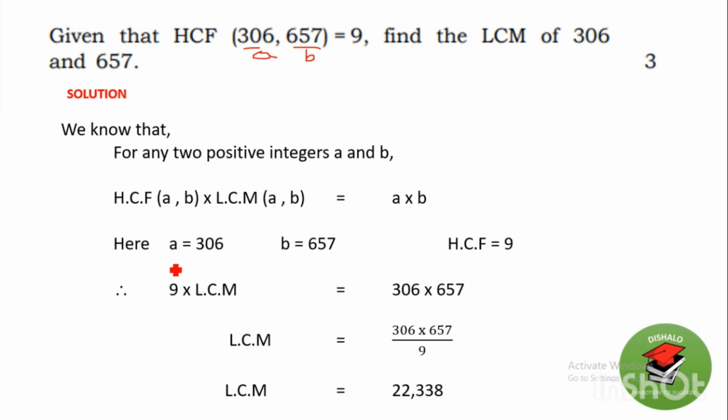So here A is 306, B is 657 and HCF is 9. So instead of HCF, write down 9 into LCM, which we don't know, equals A is 306, B is 657. Bring this 9 on this side and when you calculate you get 22338. This is also very easy. You just have to put down this formula correctly.